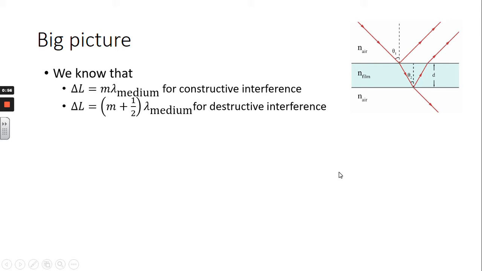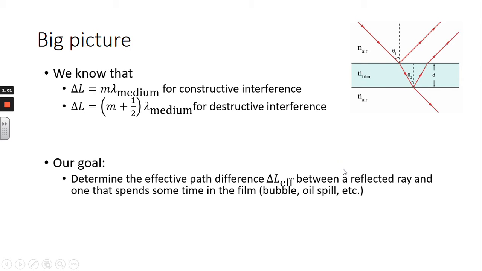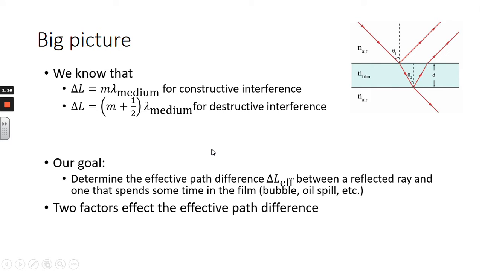Our goal is going to be to determine the effective path difference between a reflected ray and one that spends some time in the film, like a bubble, oil spill, etc. And once we have that effective path difference, we'll be in good shape.